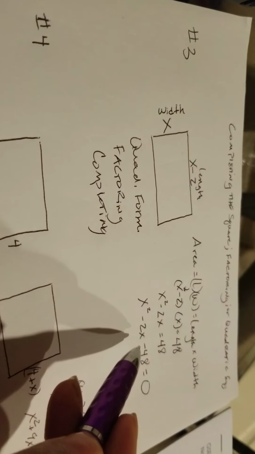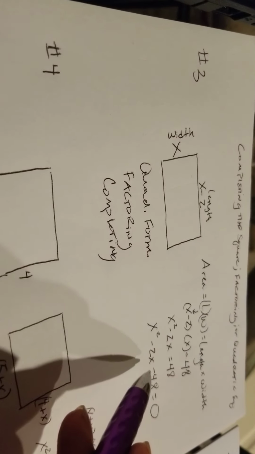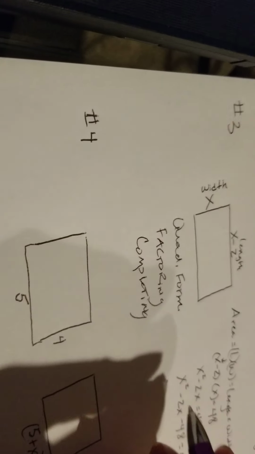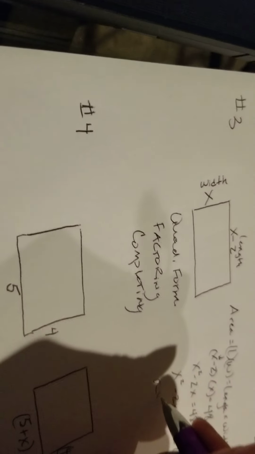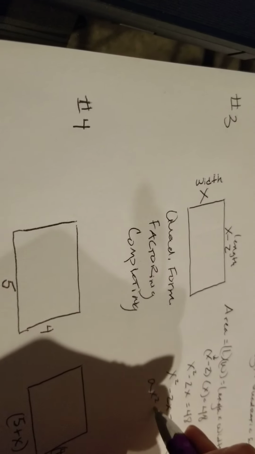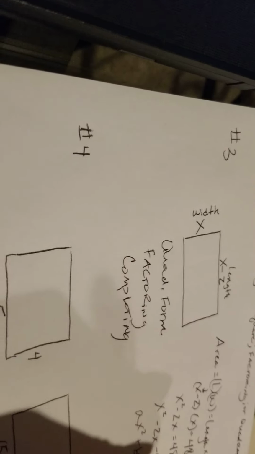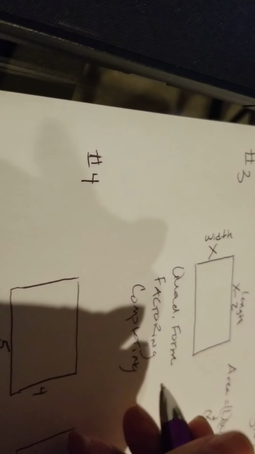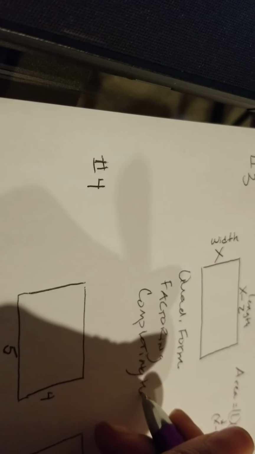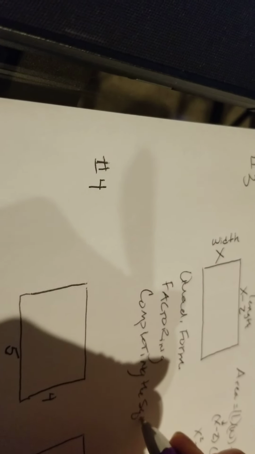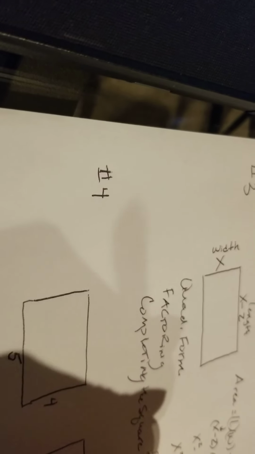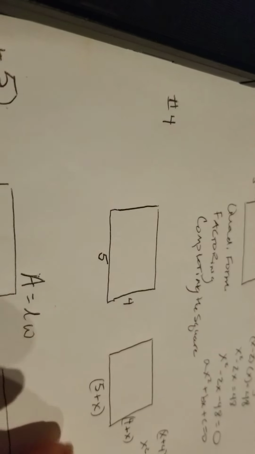This particular one you can't do by square roots because you're not missing your B. Square roots, you only do that when you're missing the B term. Remember, we're talking about X squared plus BX plus C is equal to 0. So that's completing the square. Okay, so we got that.